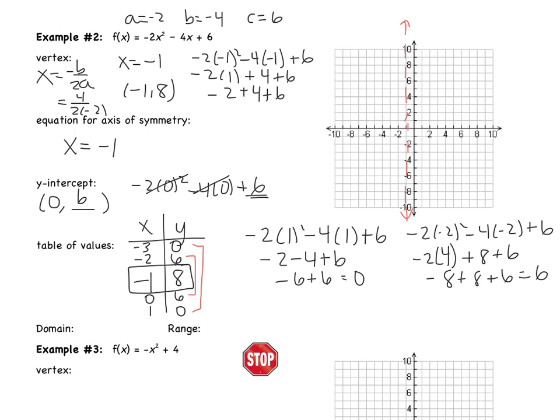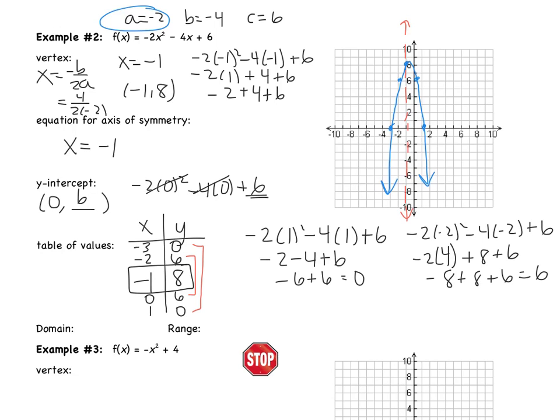My vertex is at negative 1, 8, which is up here. And then I have 0, 6, and negative 2, 6. And then 1, 0, and negative 3, 0. Okay, just as a mental check, my parabola is opening down. Does that make sense? Well, my a value was negative. I had a negative 2x squared. That means the parabola should open down.